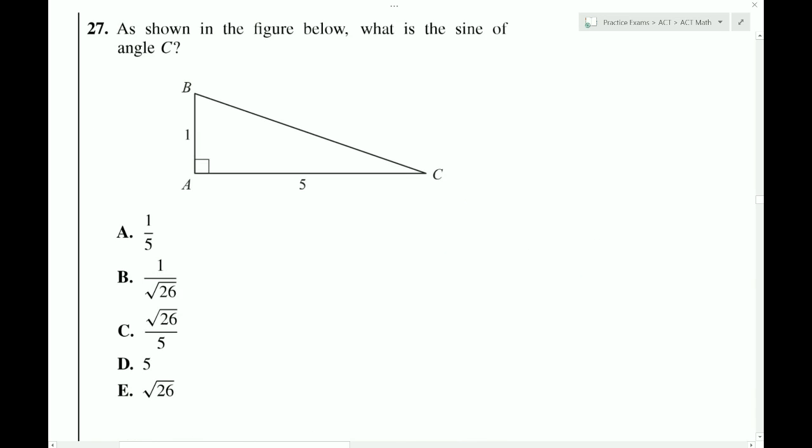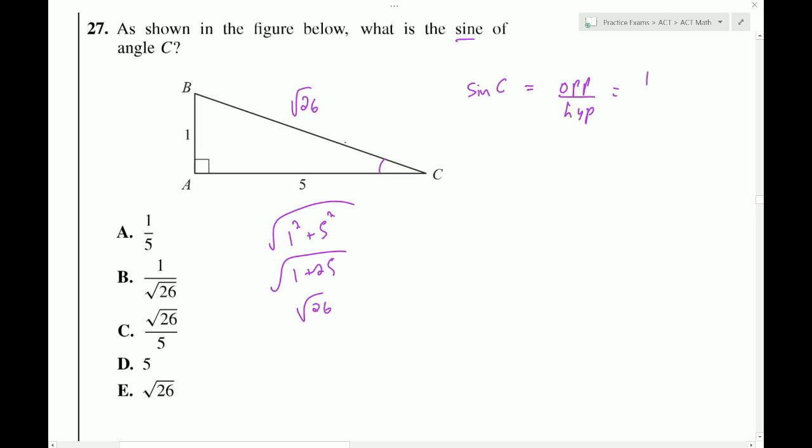As shown in the figure below, what is the sine of angle C? So the sine of C, using SOHCAHTOA, gives us opposite over hypotenuse. The opposite is 1. The hypotenuse is unknown right now, but we could do the Pythagorean theorem to figure it out, right? So we get rad 26. So we could plug that in, rad 26, and that gives us choice B.